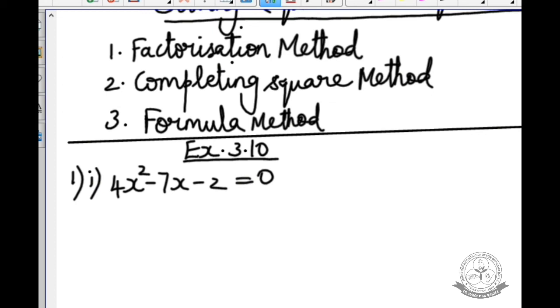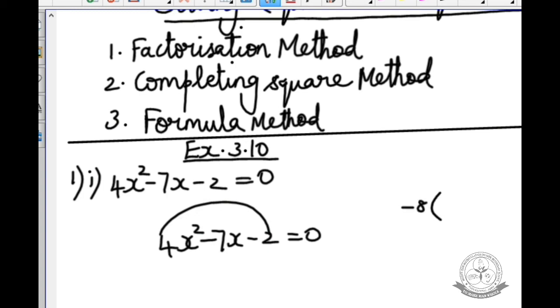Now we have to write the equation again. 4x squared minus 7x minus 2 equal to 0. So you know, product is first term and last term multiplied, and sum is the middle term. It is arranged in the descending order: x squared coefficient, x coefficient, constant term. Multiply the x squared coefficient and the constant term. It is 4 into minus 2, minus 8. The middle term you have to find, it is minus 7. So you have to find the factors. Multiplying should give the answer 8, and adding should give the answer minus 7.